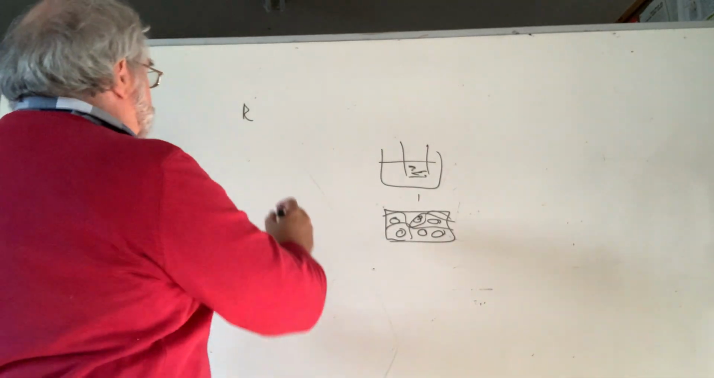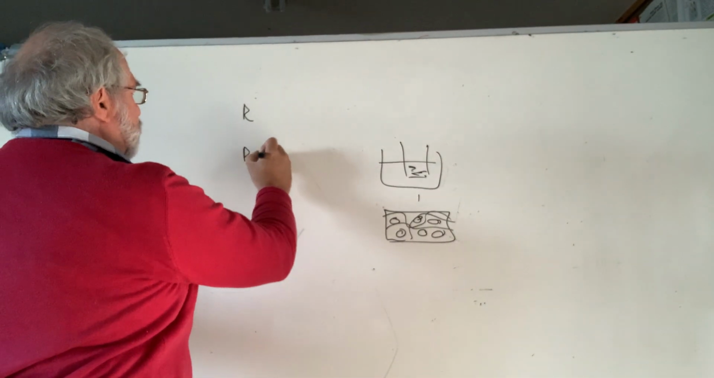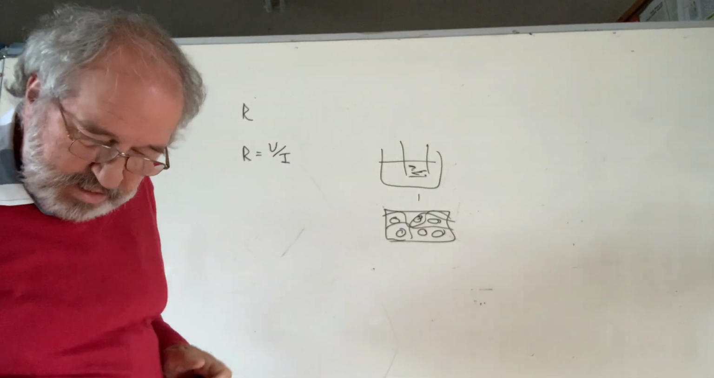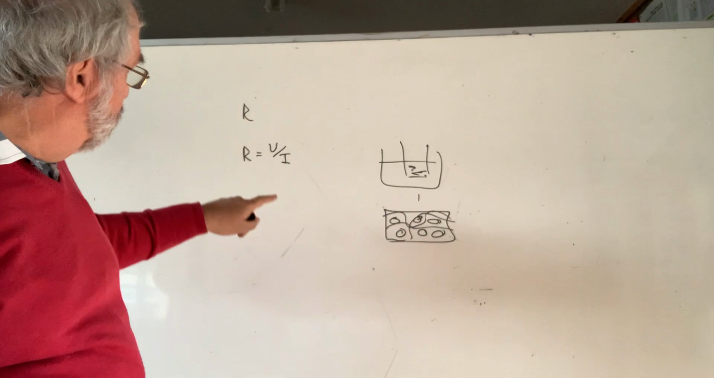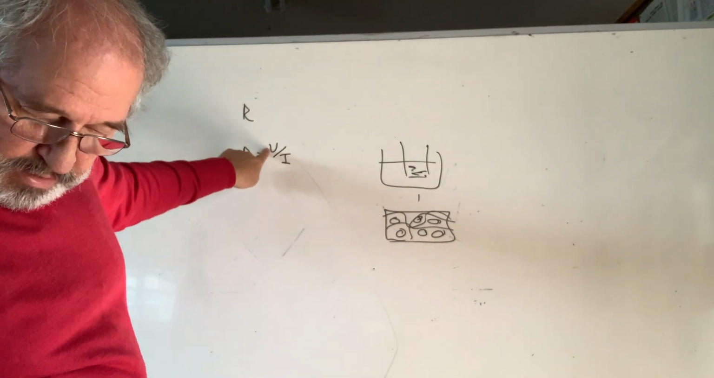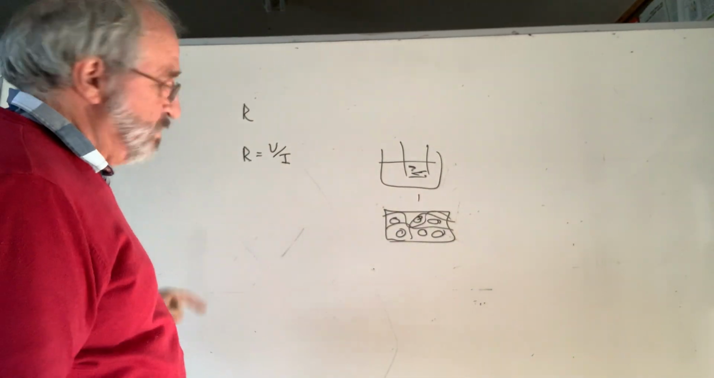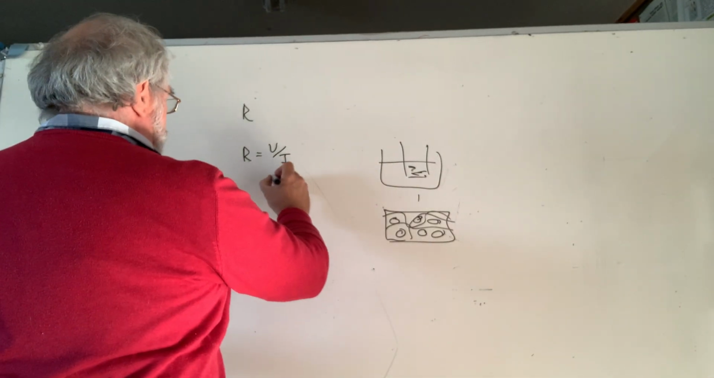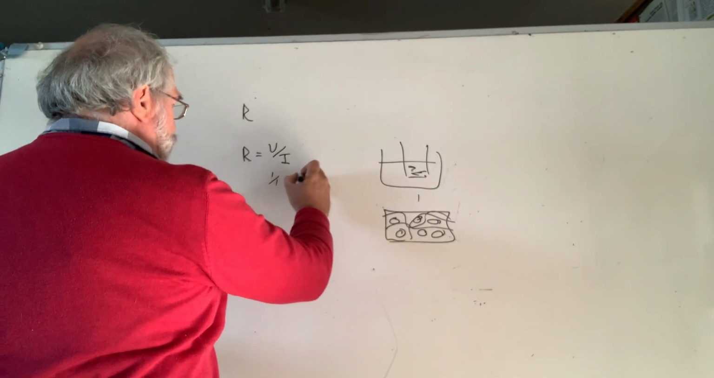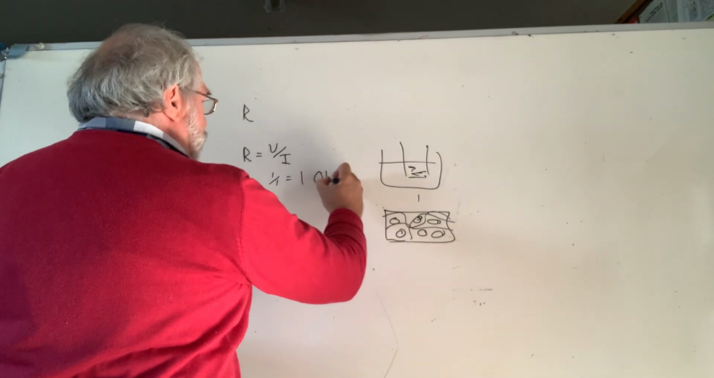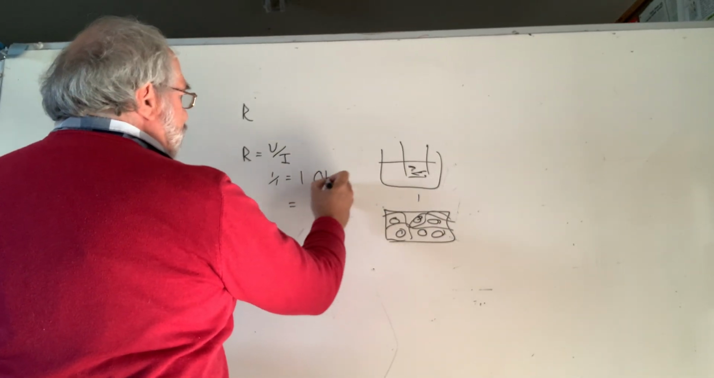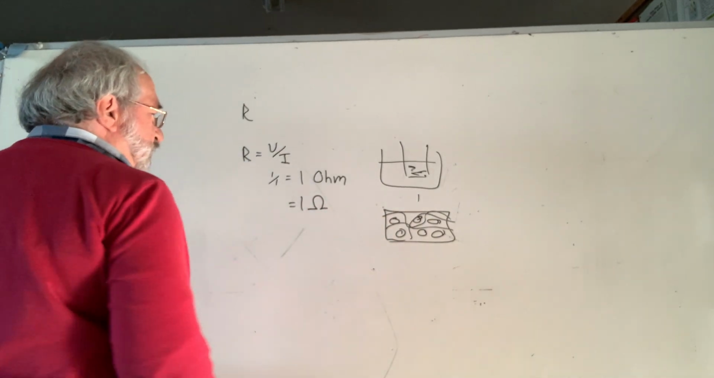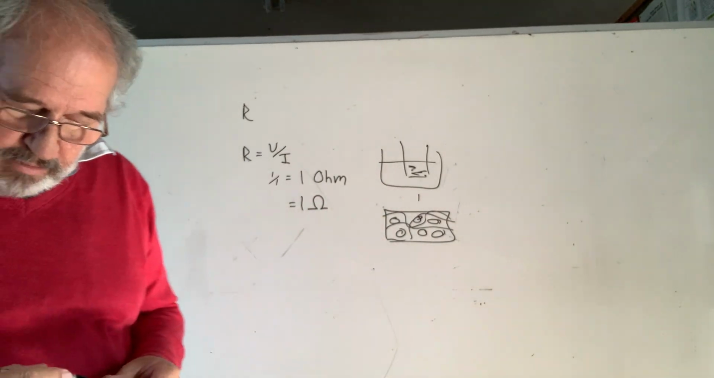Ons het 'n definisie, 'n formule daarvoor. R is gelyk aan V op I. Daar sê hulle onder, as 1 volt potentiaalverskil 1 ampère stroomvloei meet, sê ons die weerstand tussen die punte is 1 ohm. As dit 1 oor 1 is, dan is dit 1 ohm. And we don't write ohm, ons skryf nie ohm nie, ons gebruik die Griekse hoofletter omega. 1 ohm.